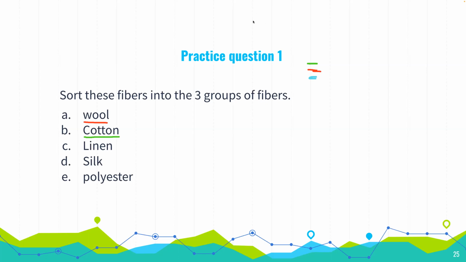And then linen is also vegetable, so it's green. It's a plant or vegetable fiber. And then silk, again, comes from silkworms, so it's an animal fiber. And polyester is synthesized chemically, so it is synthetic. All right, so I'm going to clear this, and we can go on to the next question.